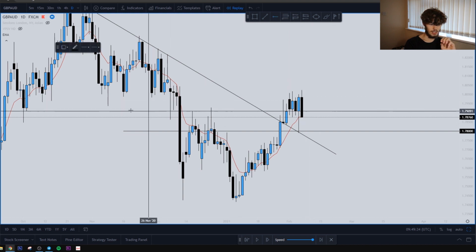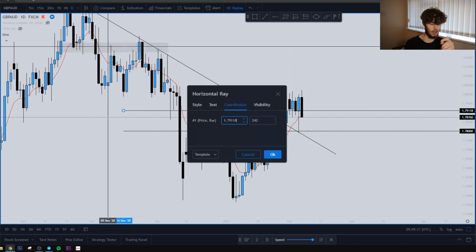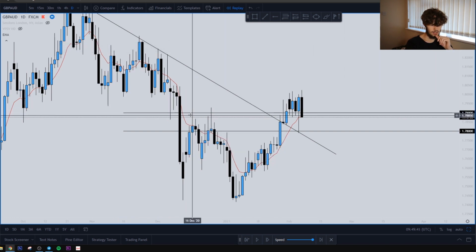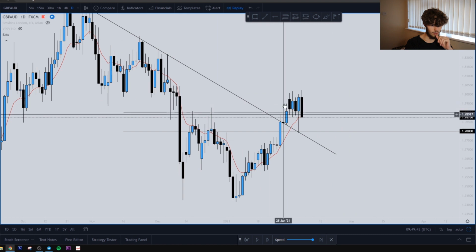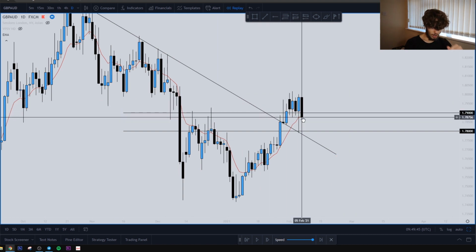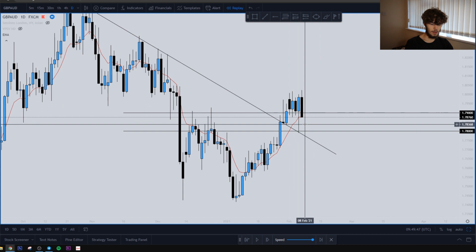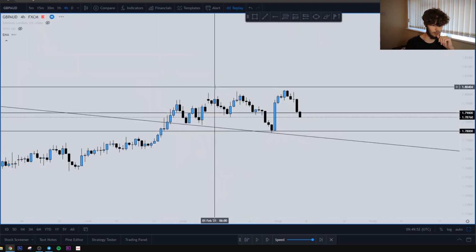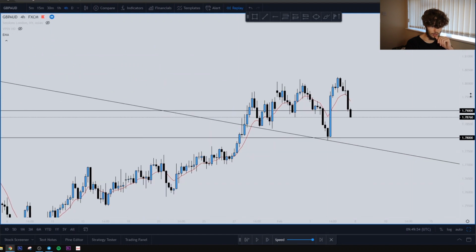So if we draw another one at 7,900, I use these as either take profit targets or when I'm looking for entries. As you see, wick into, wick into, wick into, wick into. And now it's currently bearish into this zone here. So we'll go down to the 4 hour now. We'll see if we can get an entry on this.